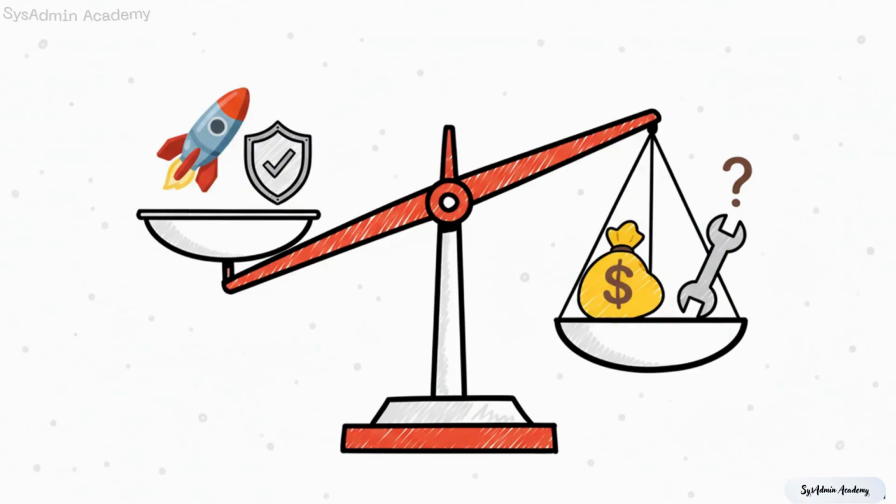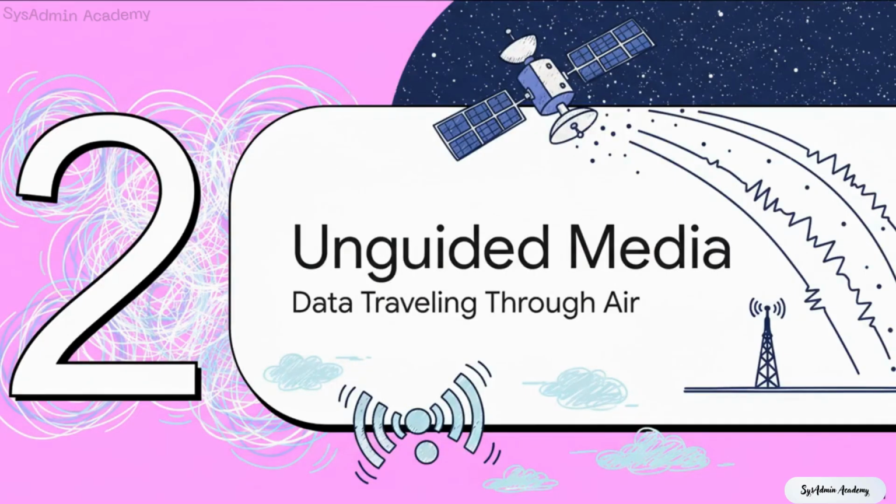You get what you pay for. Okay, but what about when you can't just run a cable everywhere? Think about your cell phone, your Wi-Fi, or connecting to a satellite way up in space. That brings us to the other side of the coin, unguided media. This is where our data travels freely through the air.